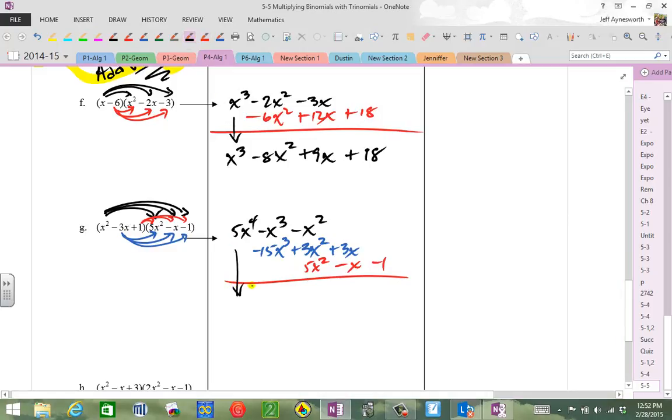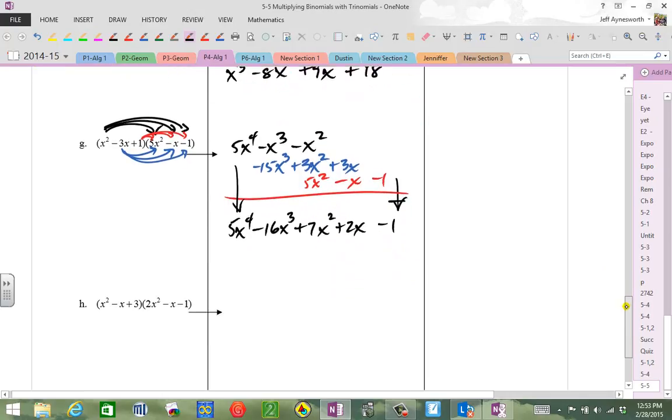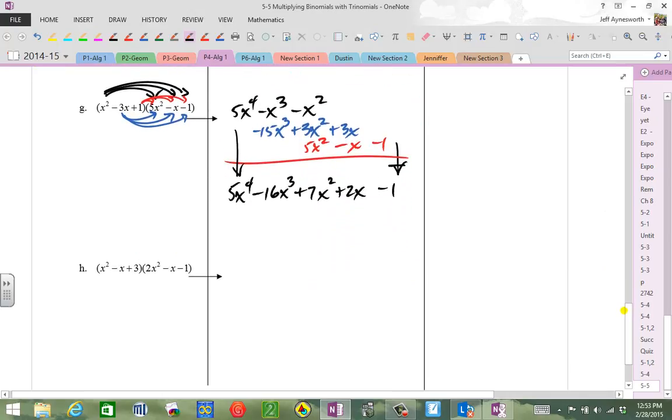Okay, adding vertically, we get 5x to the 4th. Negative 1, negative 15 is negative 16, x cubed. 5 plus 3 is 8, minus 1 is 7, so plus 7x squared. 3 minus 1 is 2, so plus 2x, and then minus 1. Bring down the terms. Descend in order. Okay, pause the video and try the last one.